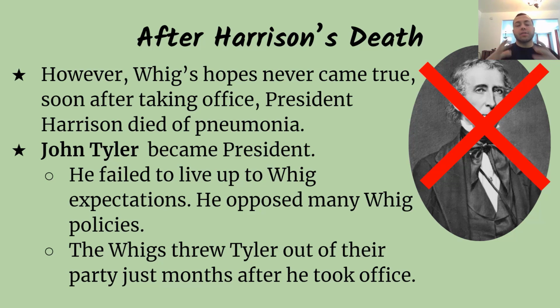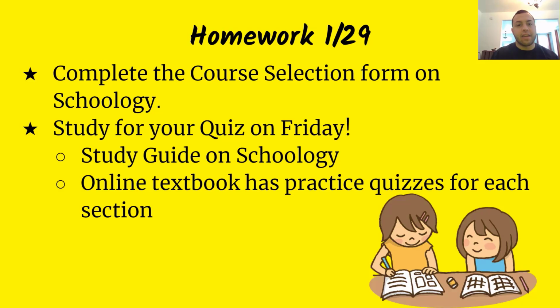Because if you remember when we talked about the Whigs forming and the Democrats under Jackson, the Whigs form, but they're kind of like a loose alliance with one another, right? They are all kind of from all different parts of the country. They all kind of have different ways about how they see the party. John Tyler really just kind of fails to live to the Whig expectations. And in fact, the Whigs actually throw John Tyler out of their political party months after he took office. So it's kind of insane. That wouldn't necessarily happen today, but this is the reality of what happens after his death.